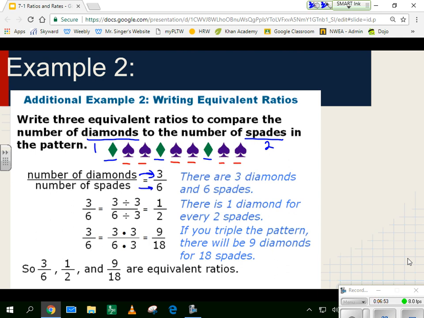Now, if I asked you to find 3 equivalent ratios, it's the same as finding equivalent fractions. The first thing I notice is 3 and 6 both share a common factor of 3. So you could divide both by 3 and you get 1 to 2. 1 to 2, 1 diamond for every 2 spades. That's called a unit rate because that's looking at what it is with just 1, which is something we're going to learn later. But it's good to point that out.